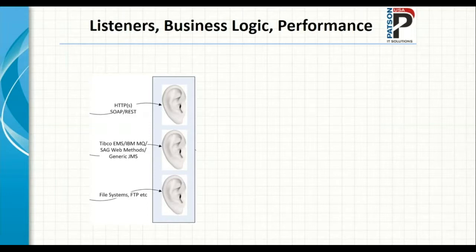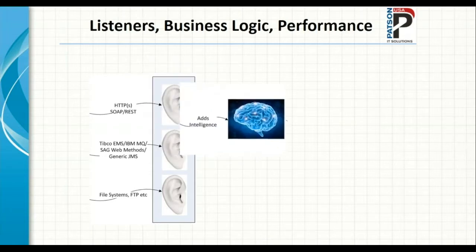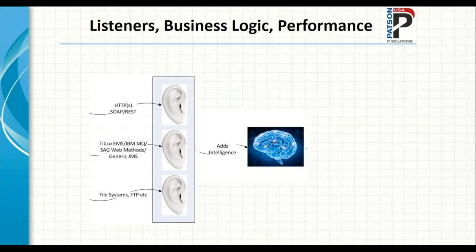You can see TIBCO EMS, IBM MQ, SAG Web Methods, generic JMS. They pretty much mean the same thing. You know, they are all working on JMS. I've shown an example of file system listeners. So there are many such transport protocols, and there are multiple listeners built into these service virtualization tools. They listen to this traffic, and then they provide wizards to add any business logic. That means you add more intelligence to the traffic that you are listening to. You can also add some performance characteristics to the captured traffic, and that's how you create a virtual service. This is the underlying principle for all service virtualization tools.